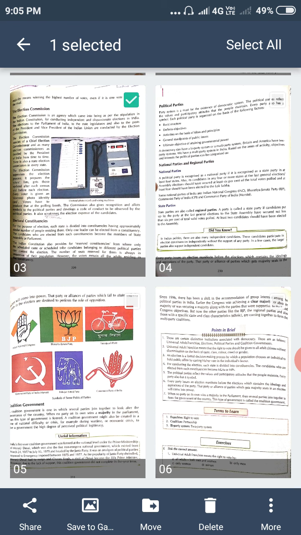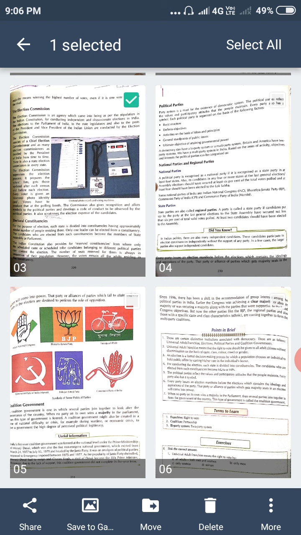Every voter gets a voter card. On that voter card, his or her photo is there. Voters have to show this voter card at the polling booth. What is a polling booth? It is where we go to cast our vote; polling booths are set up. There we have to go and give our vote.